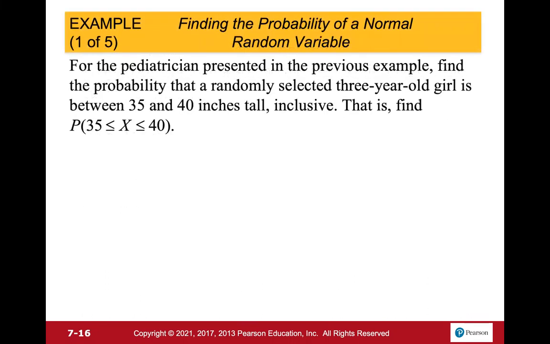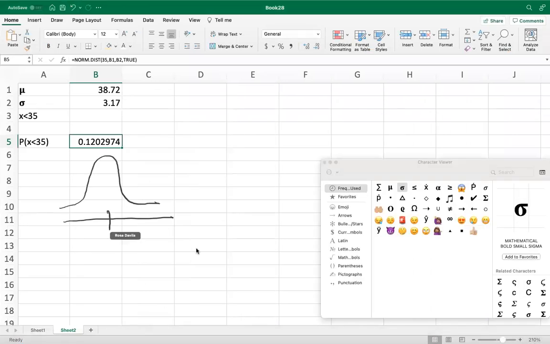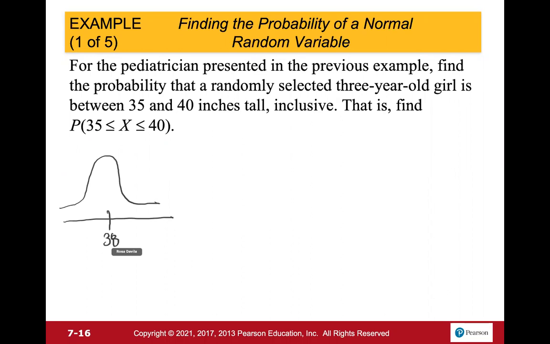Now, for the pediatrician presented in the previous example, find the probability that a randomly selected 3-year-old girl is between 35 and 40 inches tall. Because we're looking at the middle area, let's see what the mean was. The mean was 38. We're looking at a height of 35 up to a height of 40, so we're looking at the area between these two values.